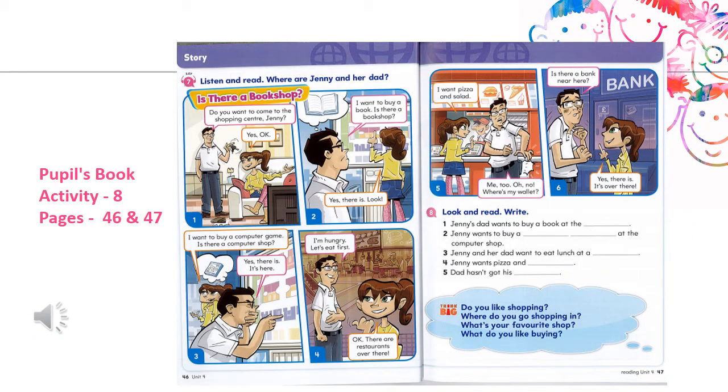Students, have you enjoyed the song? I hope you have enjoyed. Now go to pages 46 and 47, pupils book. Here is a story for you, Is there a bookshop? And along with the story, you will find a listening audio. You have to listen to the audio and then try to read the story by yourself. Students, after the listening and reading activity, you have to do activity 8 from page 47. Now, listen, read, and then complete the activity 8.